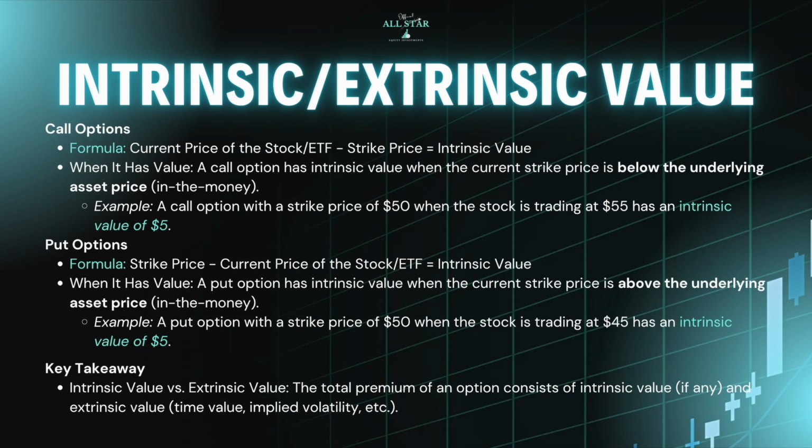Now for puts, on the other hand, the formula is the strike price subtracted from the current price of the stock or ETF, and that will also give you the intrinsic value. A put option has that value when the strike price is above the underlying stock or ETF price, because that places it in the money. Using the same example, a put option with a strike price set at $50 when the stock is trading at $45 has an intrinsic value of $5 as well. Why? Because the strike price is $50, and the difference between that and the $45 stock price is $5, therefore giving it that intrinsic value.